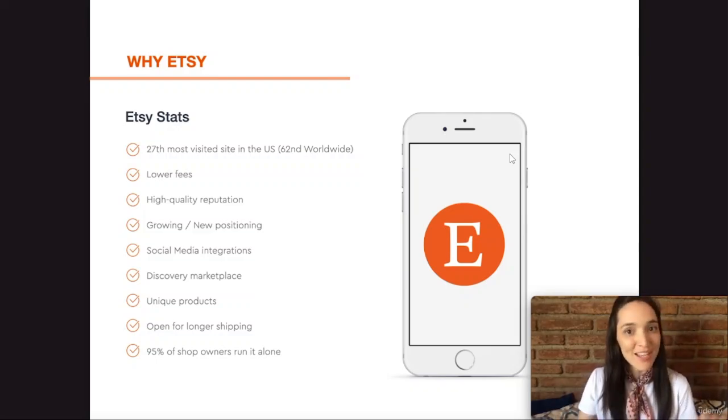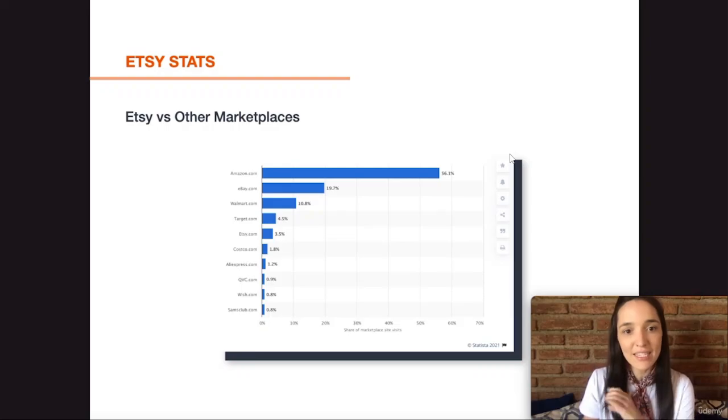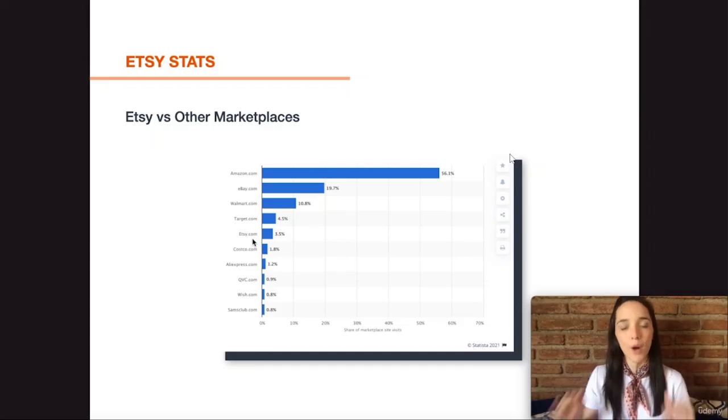So I don't think there are any doubts of how amazing of an opportunity Etsy is, but just to put the icing on the cake, let's compare Etsy to other marketplaces. You see here that Etsy is in the top 5 of all marketplaces. Obviously, it might look very small compared to Amazon or eBay, but 3.5% of all sales done online are done on Etsy. That is a lot. So you can see that Etsy is growing, starting to catch up with these other marketplaces.